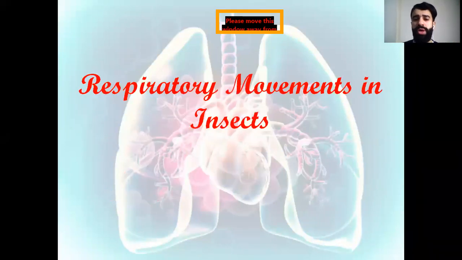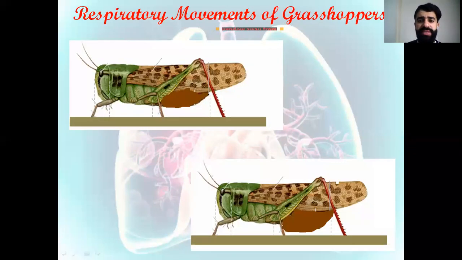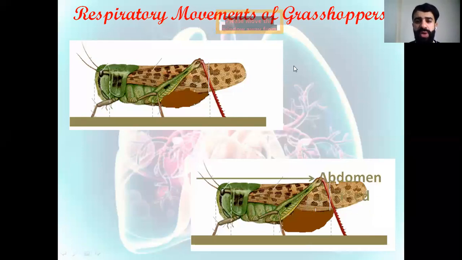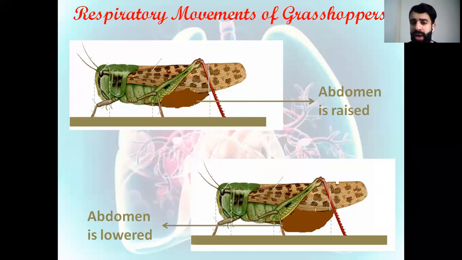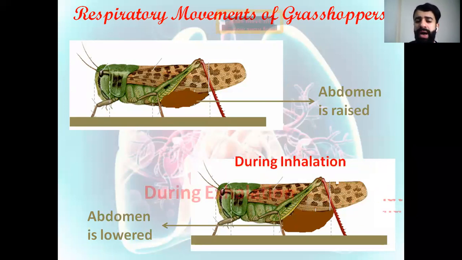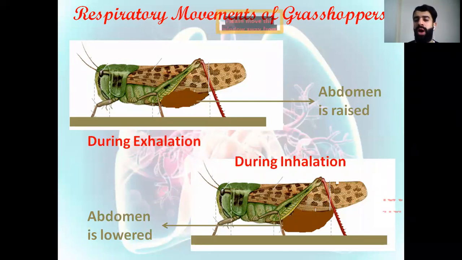Let's move now to talk about the respiratory movement in insects. Here we have the grasshopper. Abdomen is raised, abdomen is lowered. When the abdomen is raised, we are talking about exhalation, while when the abdomen is lowered, we are talking about inhalation.